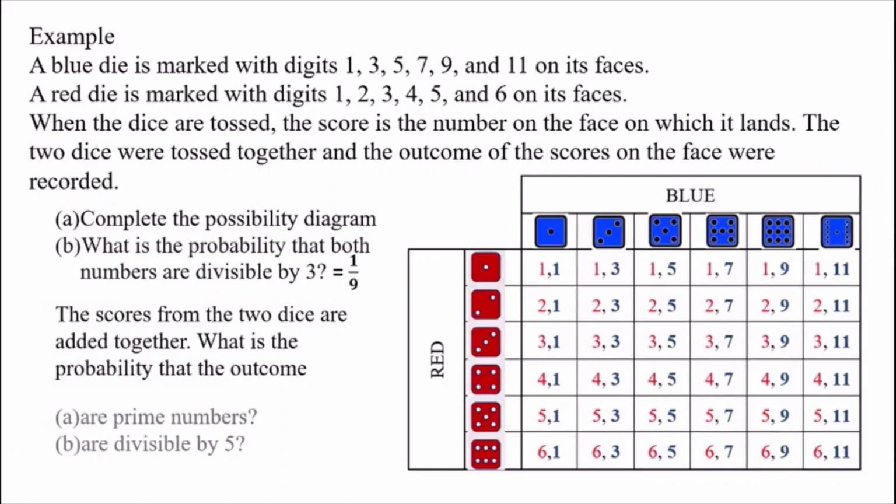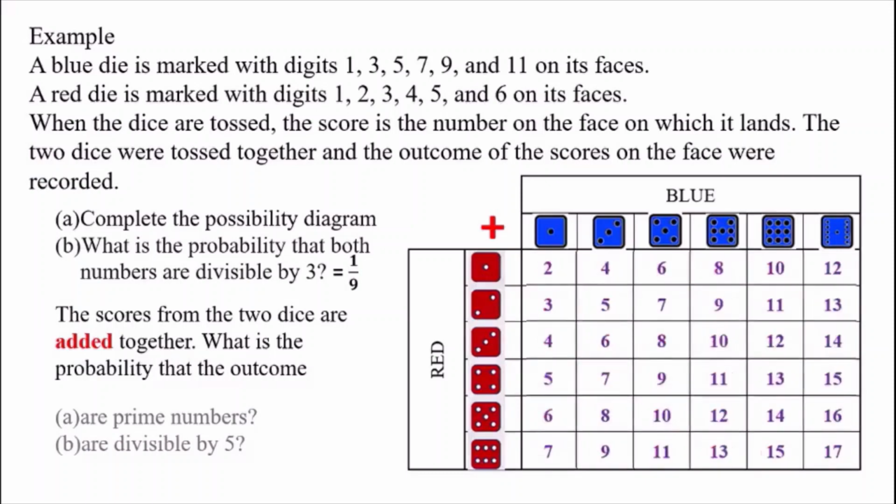The next part of the question is looking at a different outcome. The scores from the 2 dice are added together. Now, the scores from the 2 dice means that we have to look at the data in a different way. This means that the 2 values from the dice are summed up, and so we should see the values differently. So the first cell is 1 plus 1, the next 1 plus 3, 1 plus 5 is equal to 6, and so on.